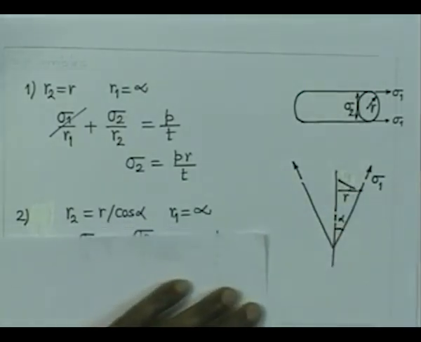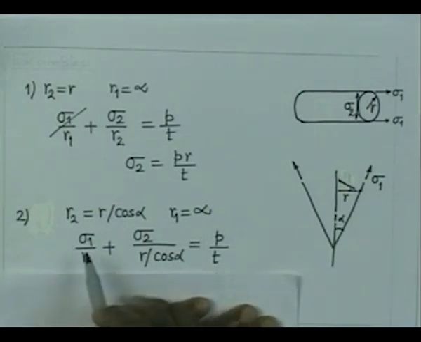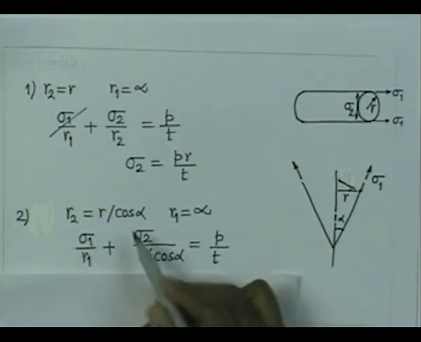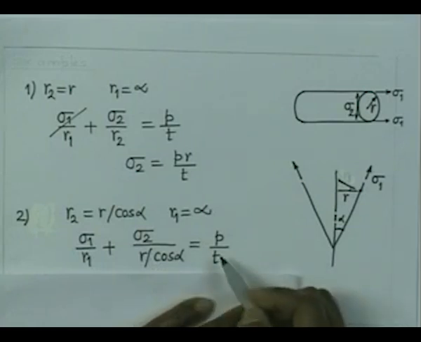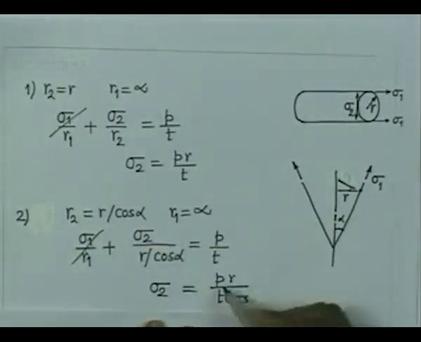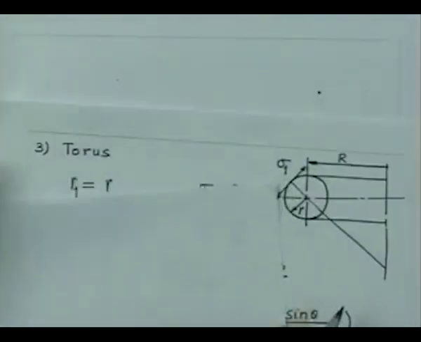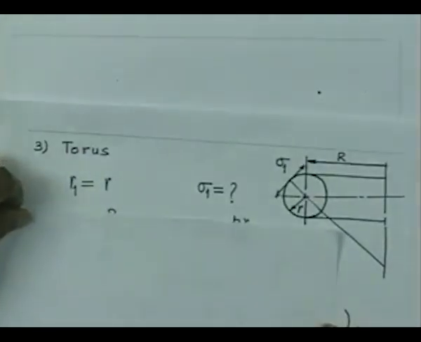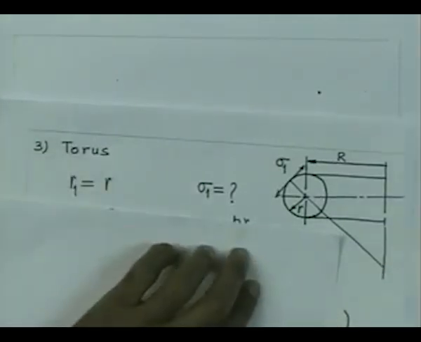So, if I now try to substitute in this formula, sigma 1 by r1 plus sigma 2 by r2, which is r by cos alpha, equal to p by t, again this term knocks out, and we have sigma 2 equal to pr by t cosine alpha. So, that result we have already derived in a different way. Let us consider the case of the torus. This is something very typical.